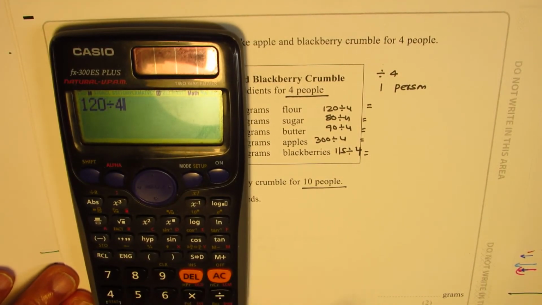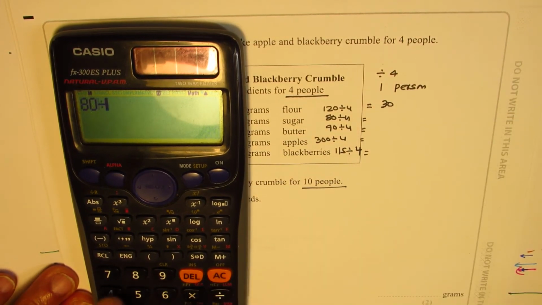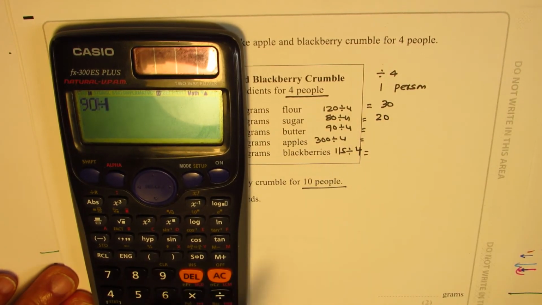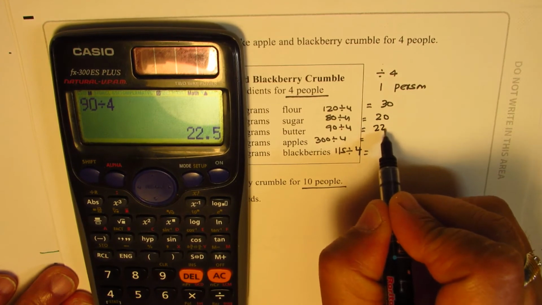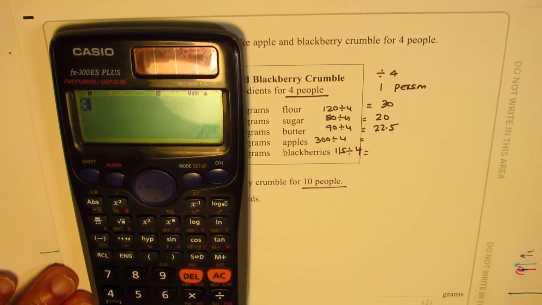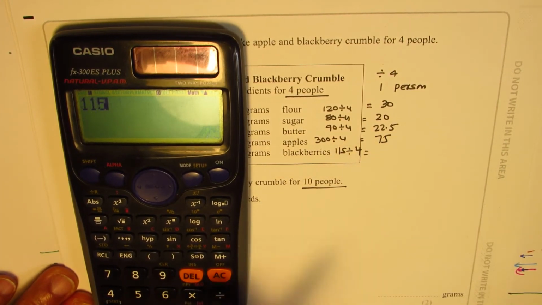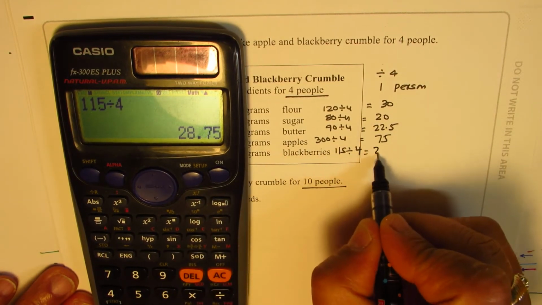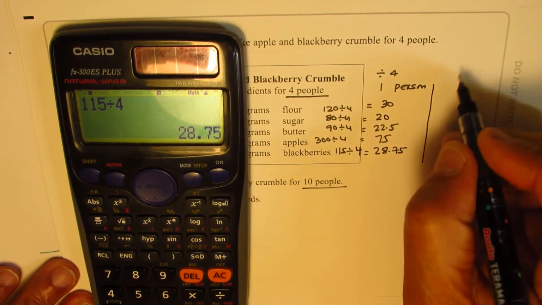120 divided by 4 is 30. 80 divided by 4 is 20. 90 divided by 4 is in decimals 22.5. 300 divided by 4 in decimals is 75. And 115 divided by 4 in decimals is 28.75. Okay? Now we have to write for 10 persons.